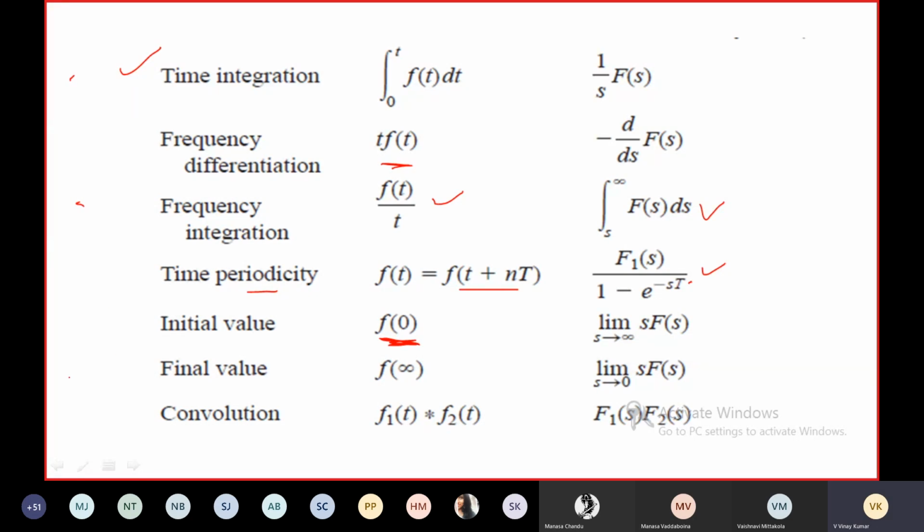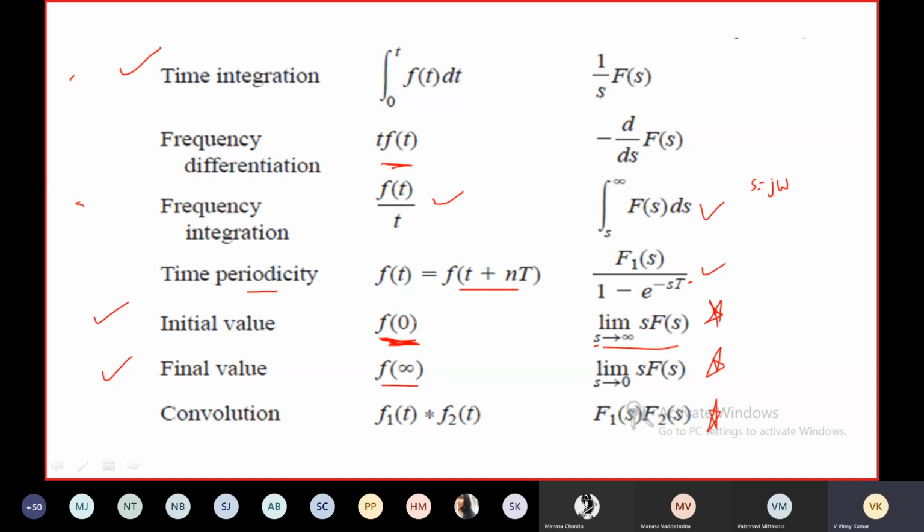So using the S domain also you can find initial and final values. These are very important. Of course, these are also important. Here, finding initial value: f of 0 is equal to limit s tends to infinity s F of s. Finding final value: f of infinity, limit s tends to 0. See, this is frequency, s is equal to j omega, and omega is 2 pi, right?